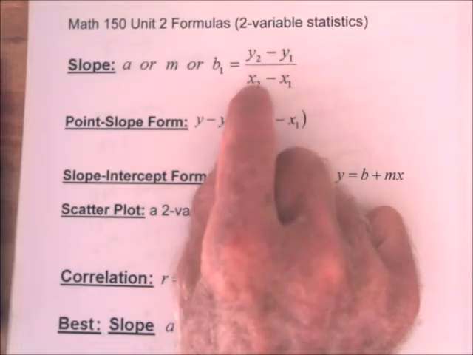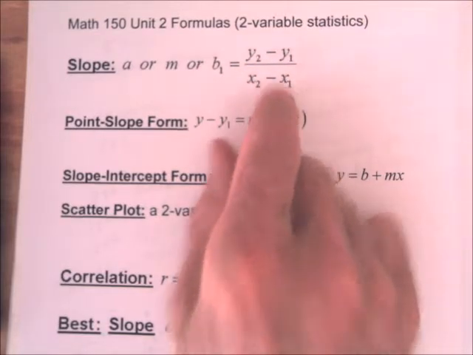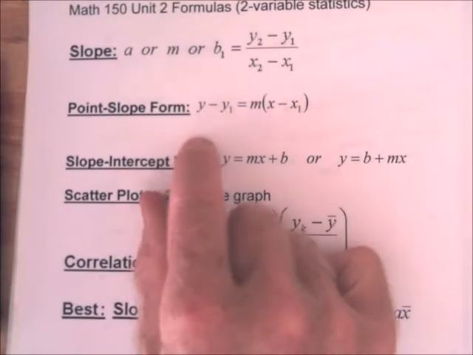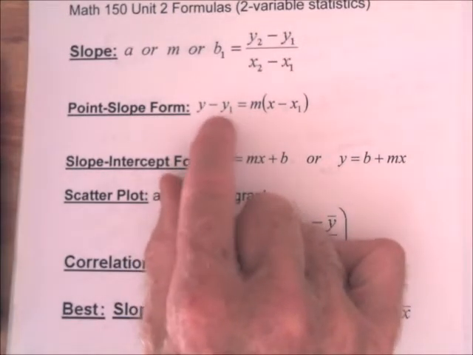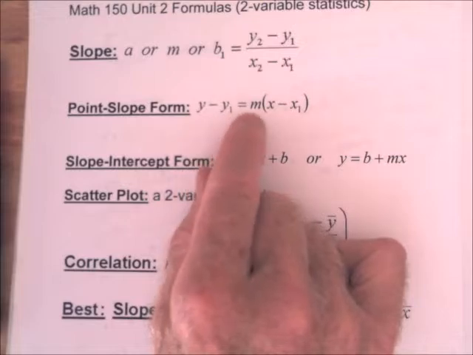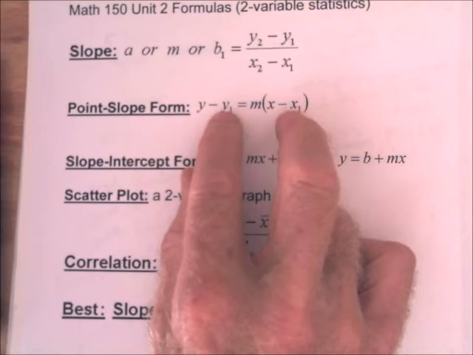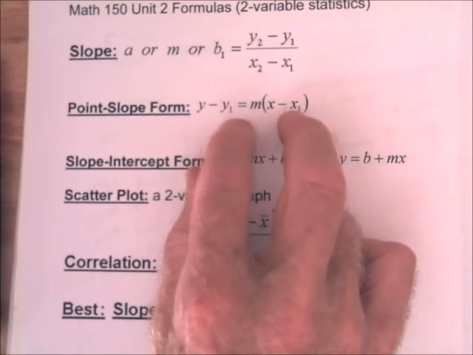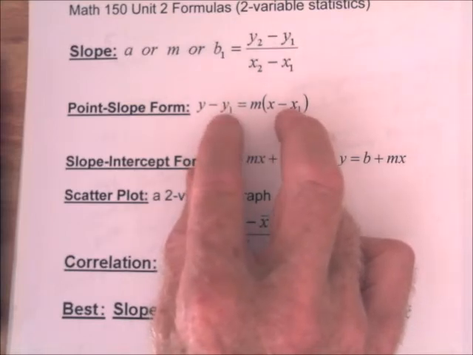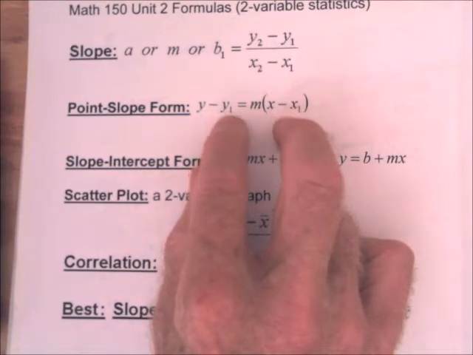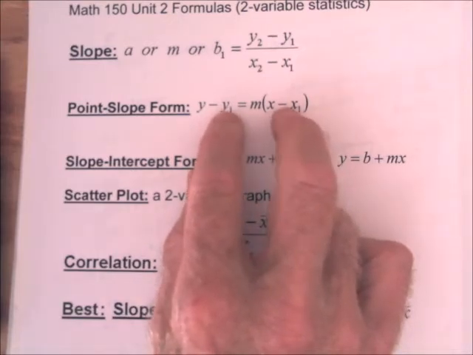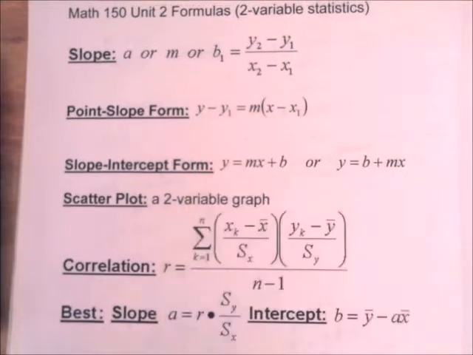y2 minus y1 over x2 minus x1. And then the point slope form of the equation of the line through those 2 points is y minus y1 is equal to m times the quantity x minus x1. You don't have to use x1 and y1 here, you could use x2 and y2. There's more than one point slope form. If you use x2 and y2, you'll get a different equation, but it'll be equivalent. It'll be the same line, an equivalent equation.